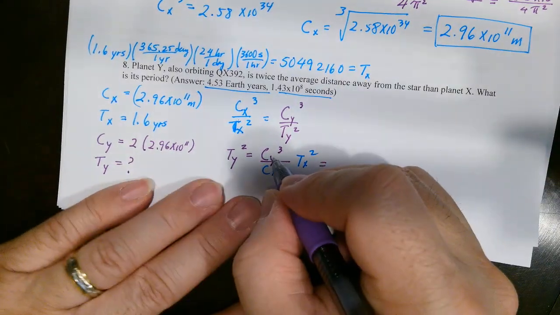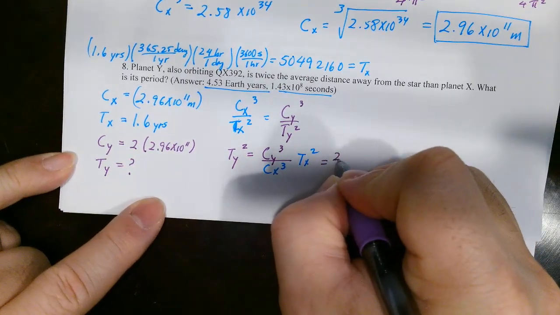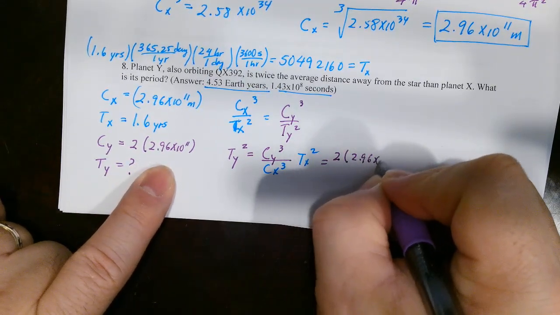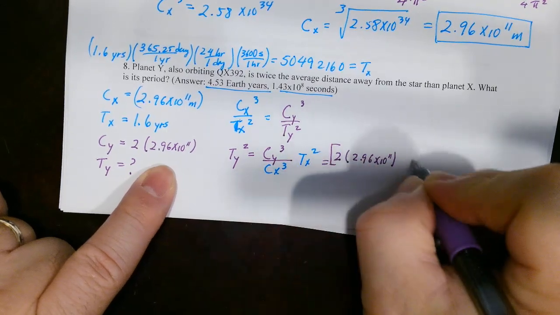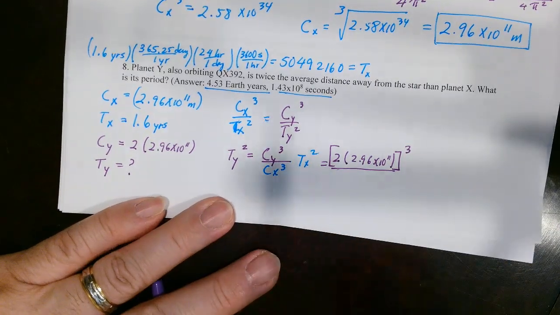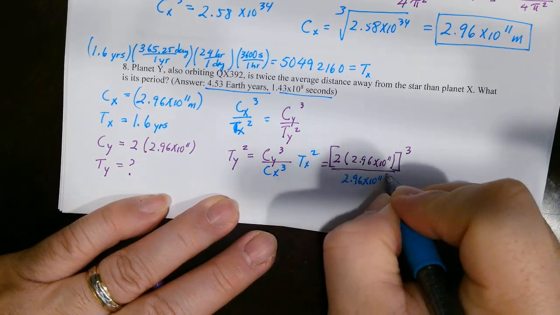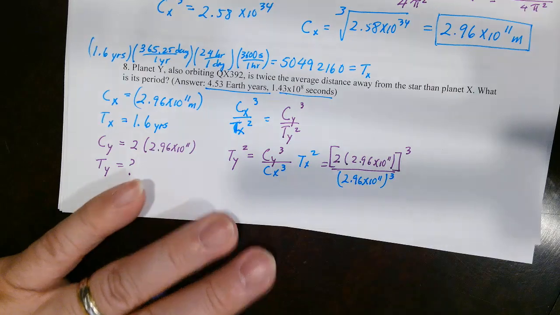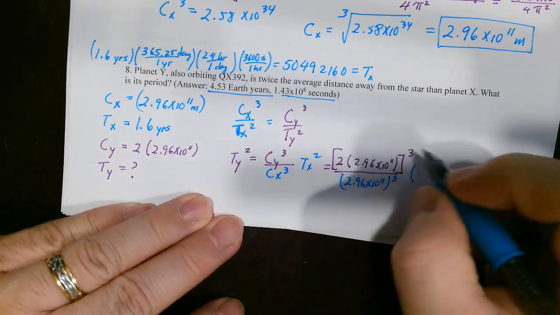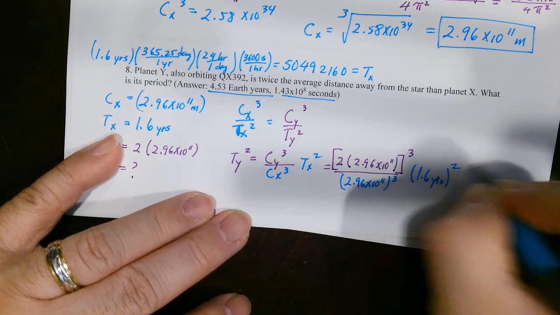So you can say cy is just simply 2 times 2.96 times 10 to the 11th, cubed, over cx, which is 2.96 times 10 to the 11th, cubed, times tx, which is 1.6 years, squared.